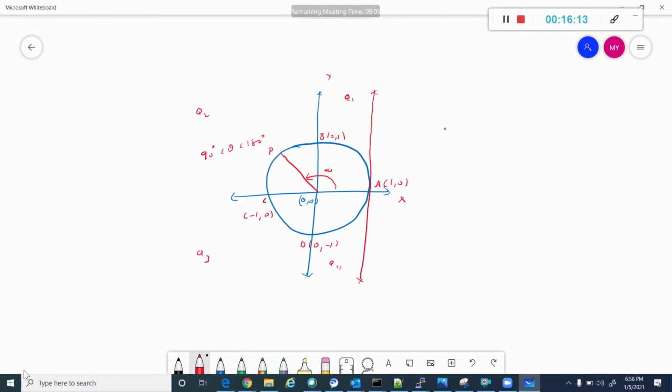Coordinates of P are cos theta and sin theta. Where is theta? Oh, alpha. Cos alpha means the perpendicular to the y-axis, and sin alpha. So your coordinates are cos alpha, sin alpha.